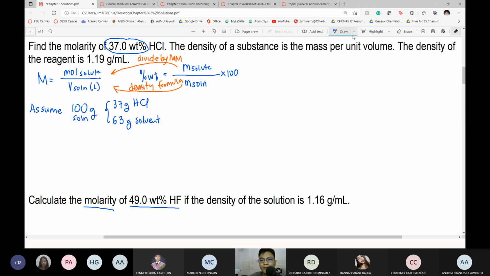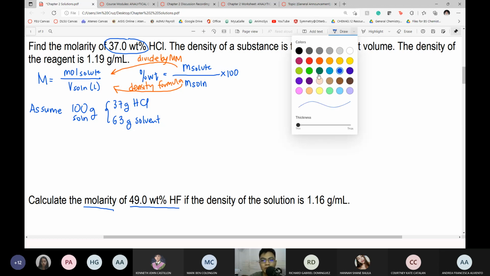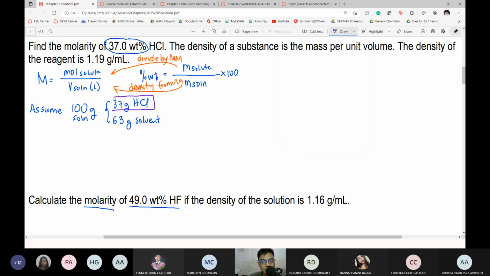Now, okay. Now, what do I have? I already have the grams of HCl. So, meaning, I have the mass of the solute. I can really convert it into moles. How about the mass of the solution? That's it, you already assumed it. You assumed earlier, so that's already the mass of your solution. Using the density formula, you can convert it into the volume of solution. Okay?